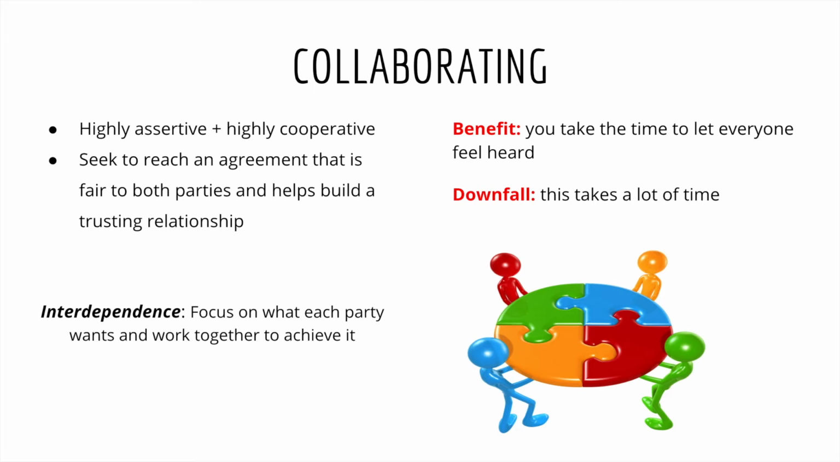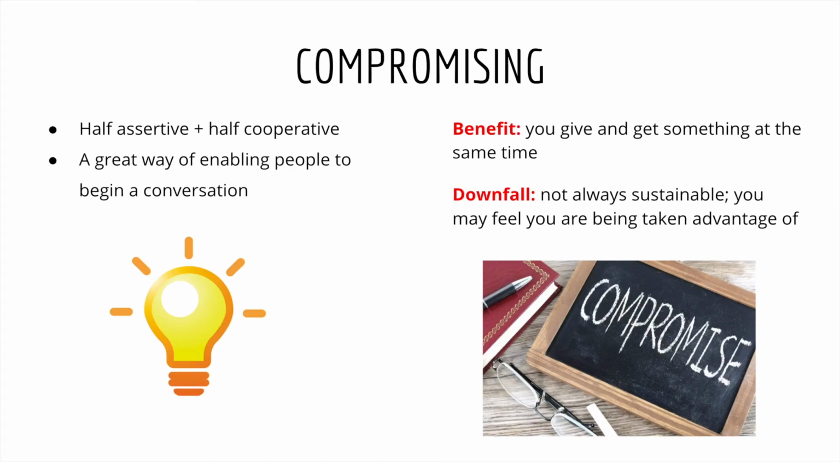A collaborative person is interdependent. They focus on what everyone wants and works with them to achieve it. A benefit of the collaborative conflict style is you take the time to let everyone feel heard. The downfall of this is how lengthy and how time-consuming it may be.